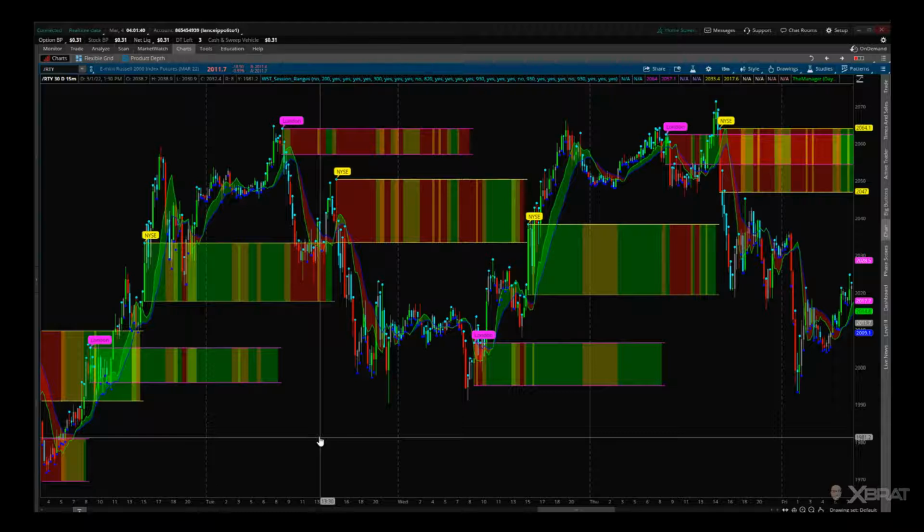It is available for other platforms as well. I just wanted to go through that week in the life of the xBrat range breakout, using it sensibly, using the rules, and no losing trades.